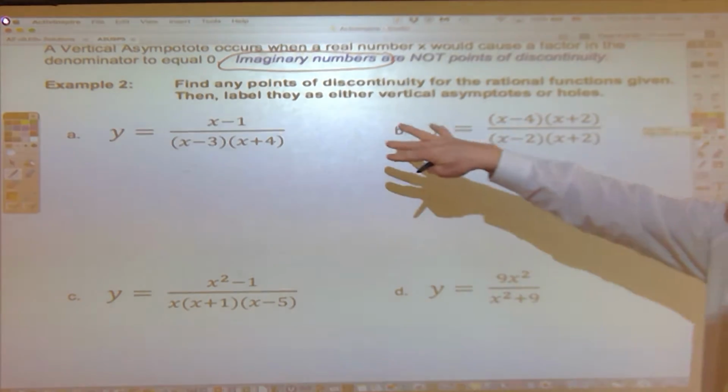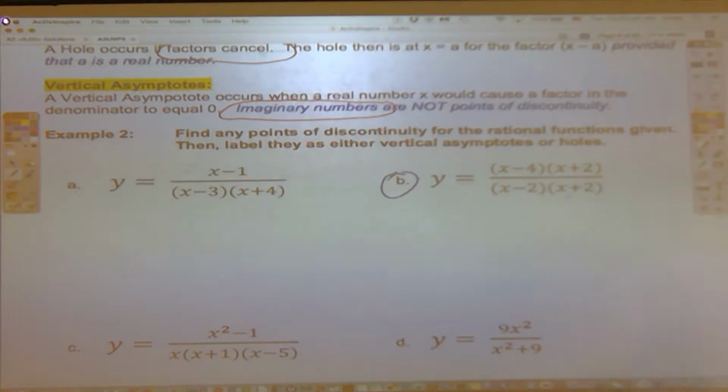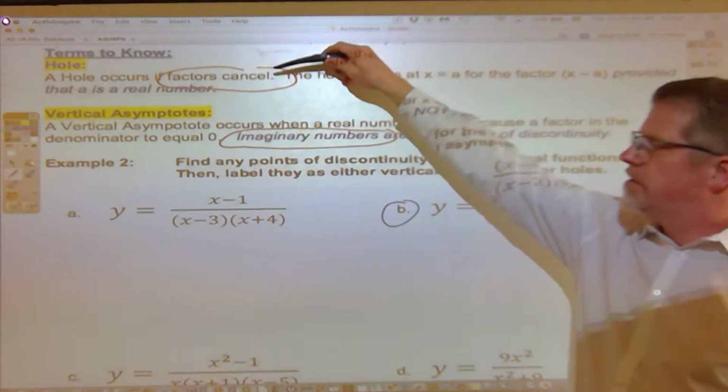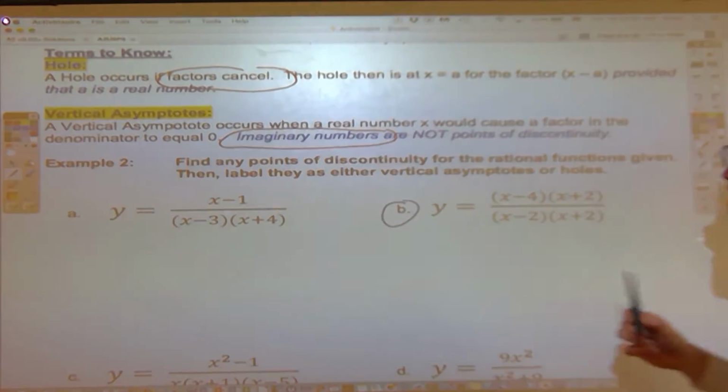In fact, since we haven't seen any factors cancel yet, let's start with letter B, then we'll go back and get A. What we mean by factors cancel, they give you the key information up here. A hole occurs if factors cancel.